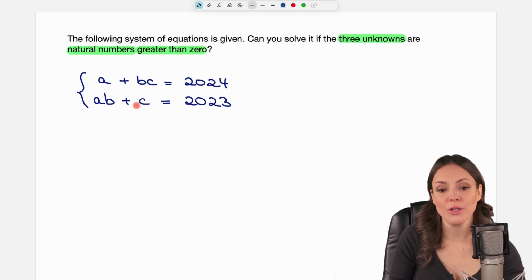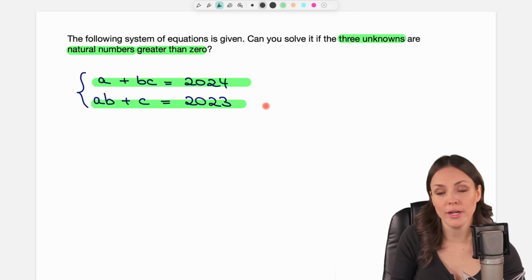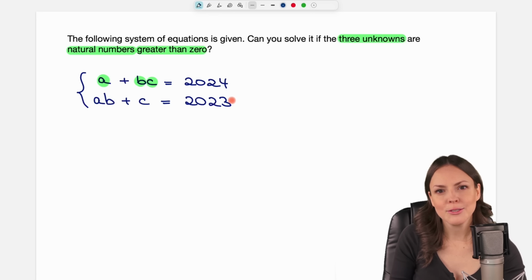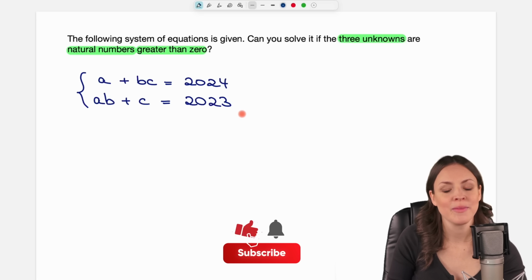So, in our system of equations, we have two equations, but three unknowns, A, B, and C. And usually you're not able to solve such a system of equations if you only have two equations but three unknowns. But we get some more information here about our unknowns. They tell us that they are natural numbers and that they are greater than 0. So we know a little bit about them, and that might help us to solve this system of equations anyway.